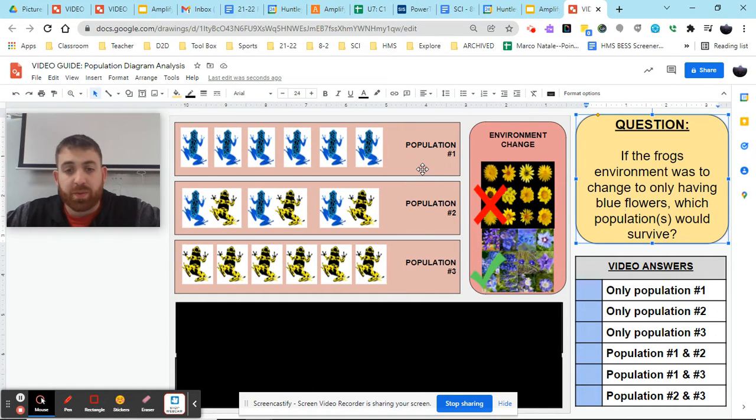Would it be only population 1 with the all blue frogs? Would it be only population 2 with the blue and yellow frogs? Would it be only population 3 with all of the yellow frogs? Would it be population 1 and 2? Would it be population 1 and 3? Or would it be population 2 and 3?